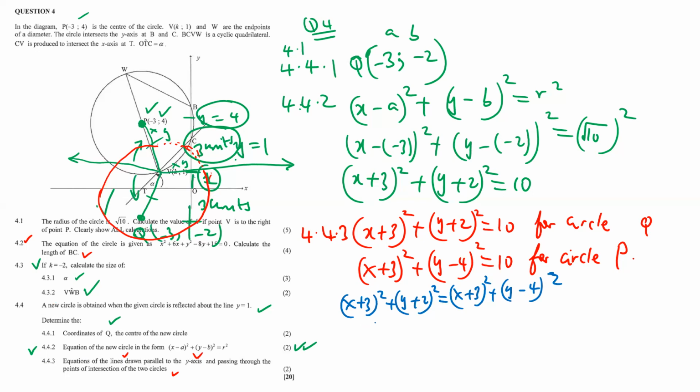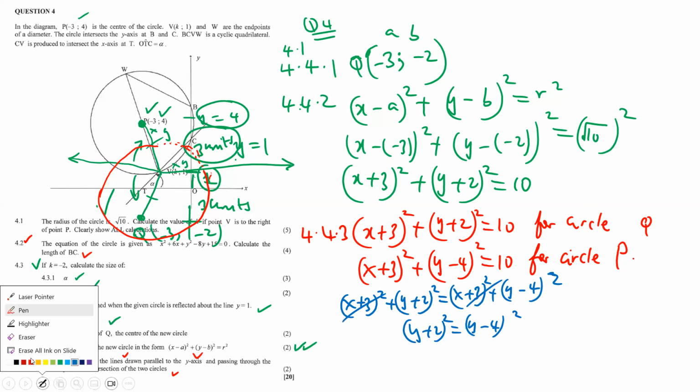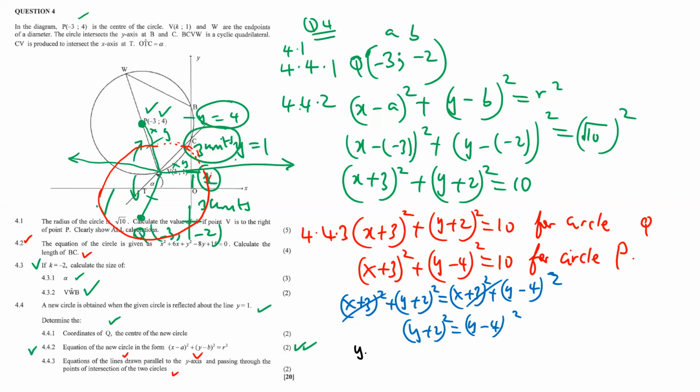Okay, so you have this. This one cancels when these two circles intersect. So you have (y + 2) squared minus (y - 4) squared. Oh, this is a difference of two squares. So this is going to be (y + 2 minus (y - 4)) times (y + 2 plus (y - 4)) equals 0.